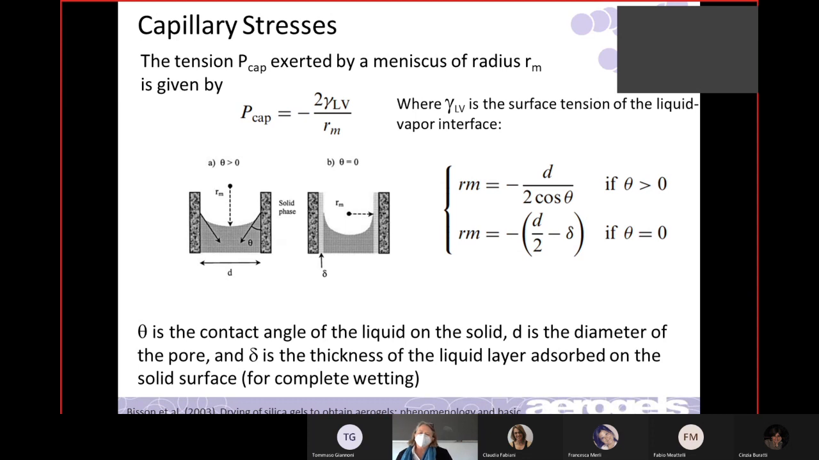So if we look at those capillary stresses, this surface tension pressure here is related to gamma, which is the surface tension of the liquid vapor interface. So it's a property that depends on the two things that are there, the vapor and the liquid. So depending on those, it is a property of a system.